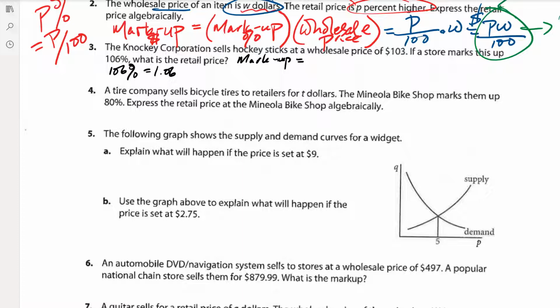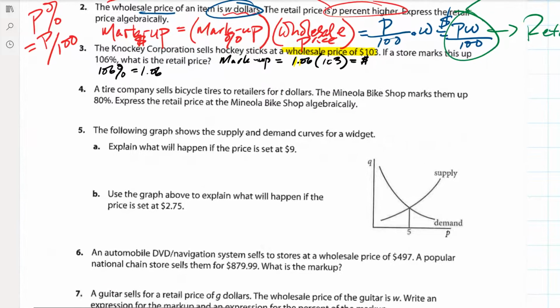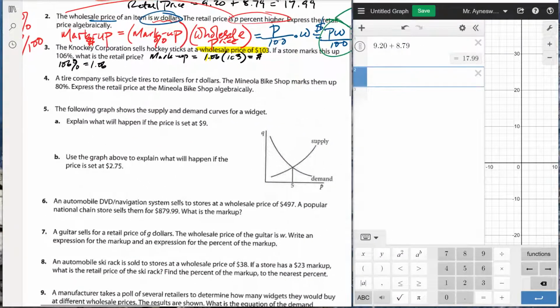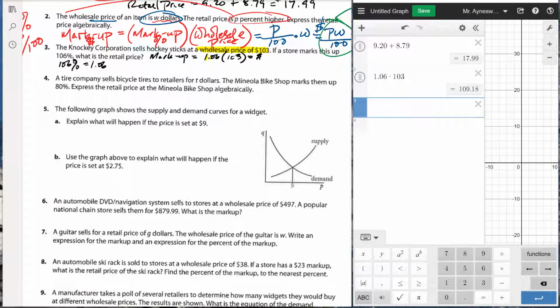The wholesale price is $103. That's what it says in the problem. So we're going to take the percentage, which is 1.06, multiplied by the wholesale price of $103, and we're going to get some dollar amount. Obviously, 106% of 103 is going to be bigger than 103. So what is this number? We take 1.06 times 103, and notice it's $109.18. This is the amount of the markup, so it's going to increase the price.